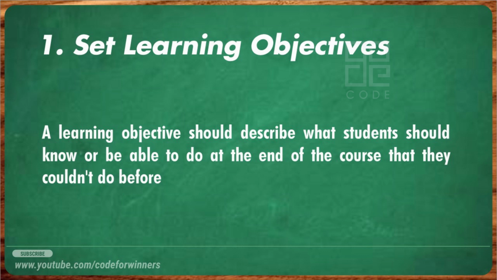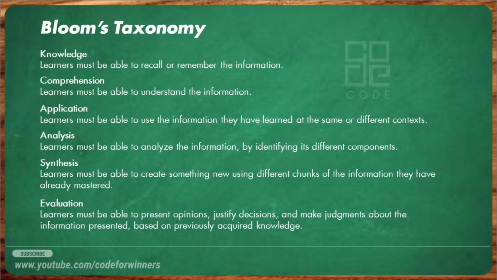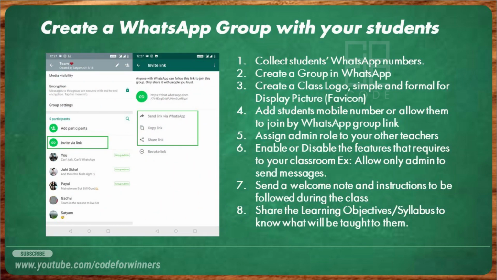So these are some parameters about how to set the learning objectives. It should describe what students should know. Like that, there is another formal recommendation, Bloom's taxonomy. The unit objective should meet these parameters. This is just for your reference. I'm just showing it here, but if you have that objective, you can continue with your class.